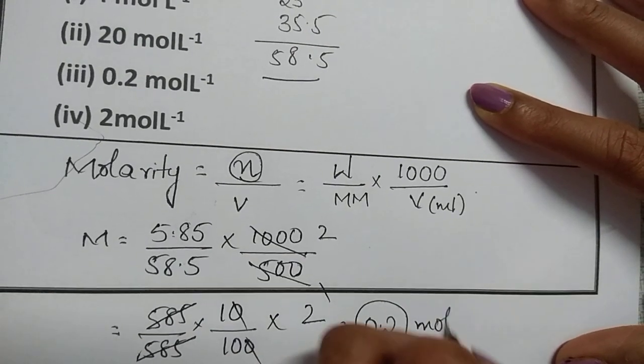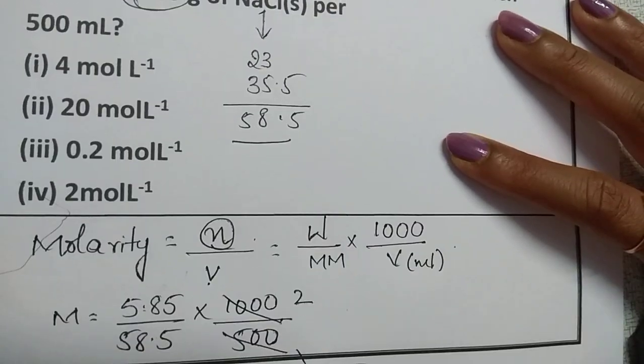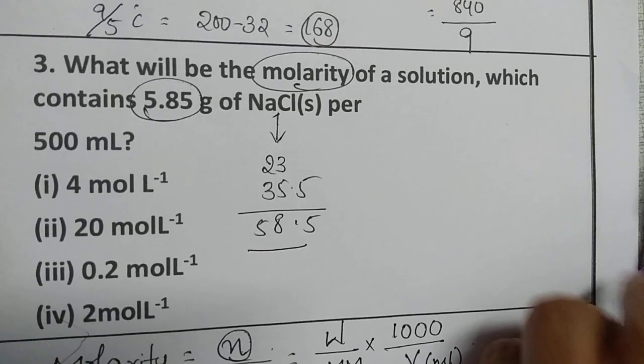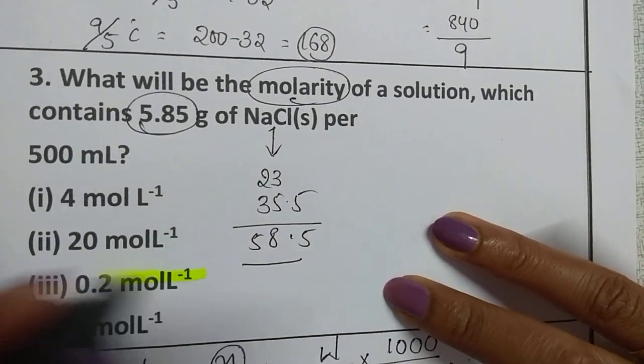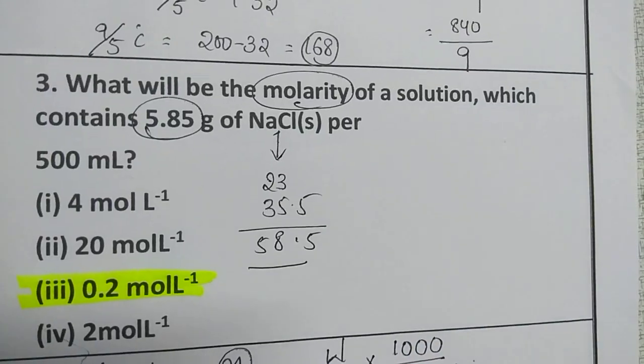Molarity unit is N by V, right? Mole per liter. So our answer is option 3, 0.2. Is it clear, my dear students?